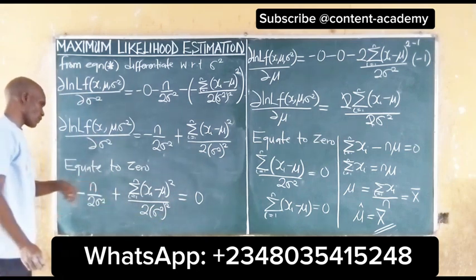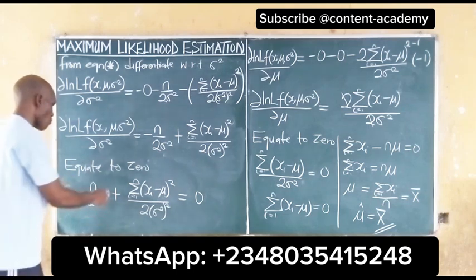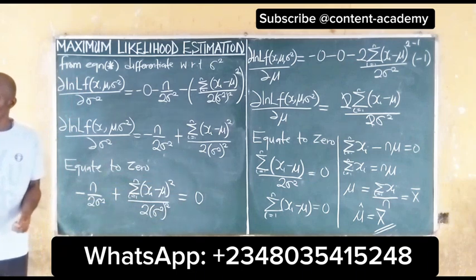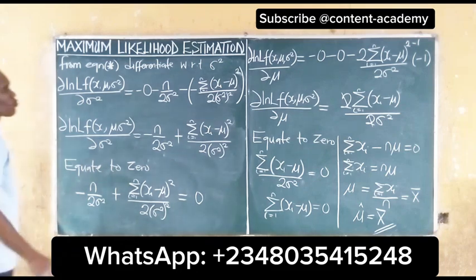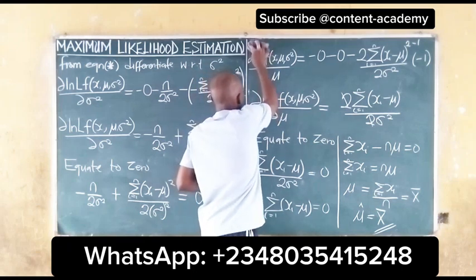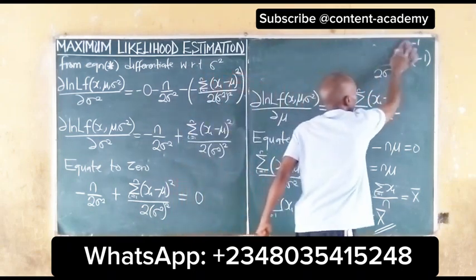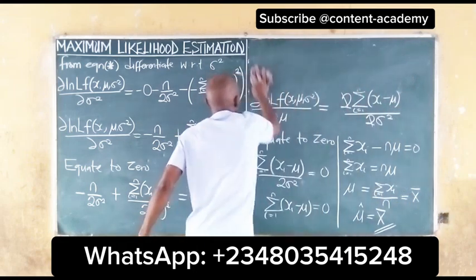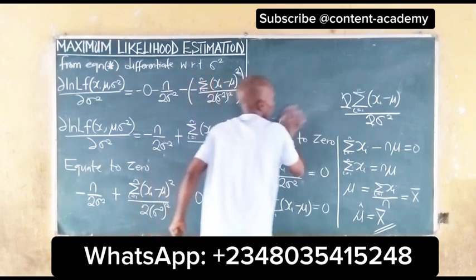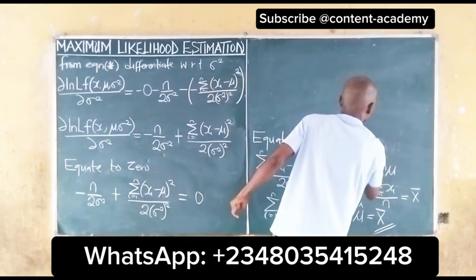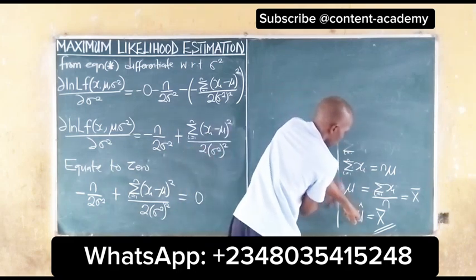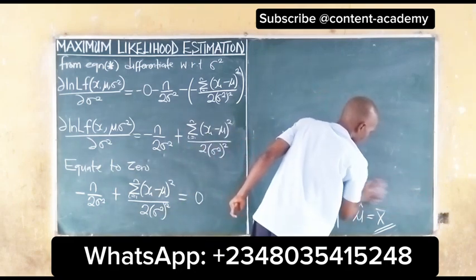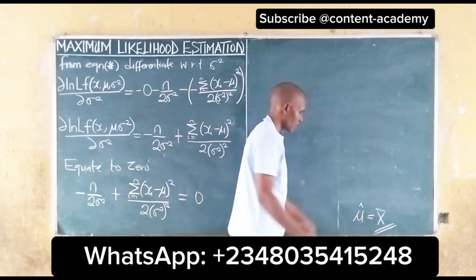Of course, we can cross multiply. I will push this over to this other side, whichever way, to obtain our sigma squared or our variance. We move over to this other side of the board. Remember, we've already gotten the estimate for mu, and the estimate for mu is x bar.